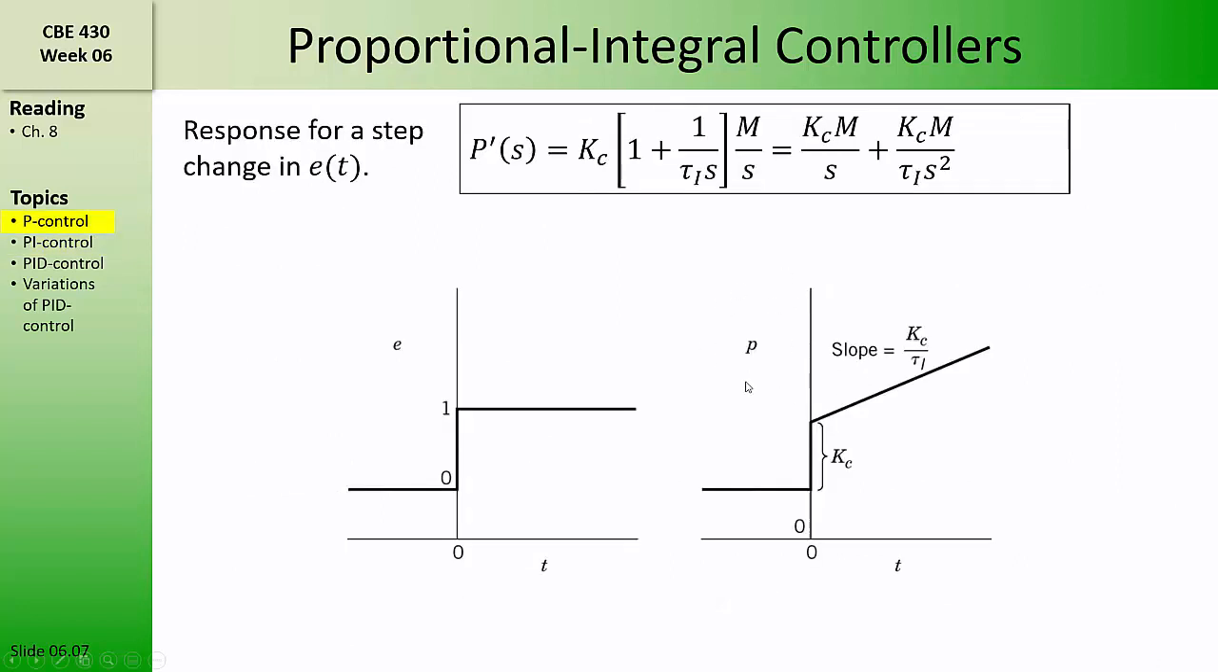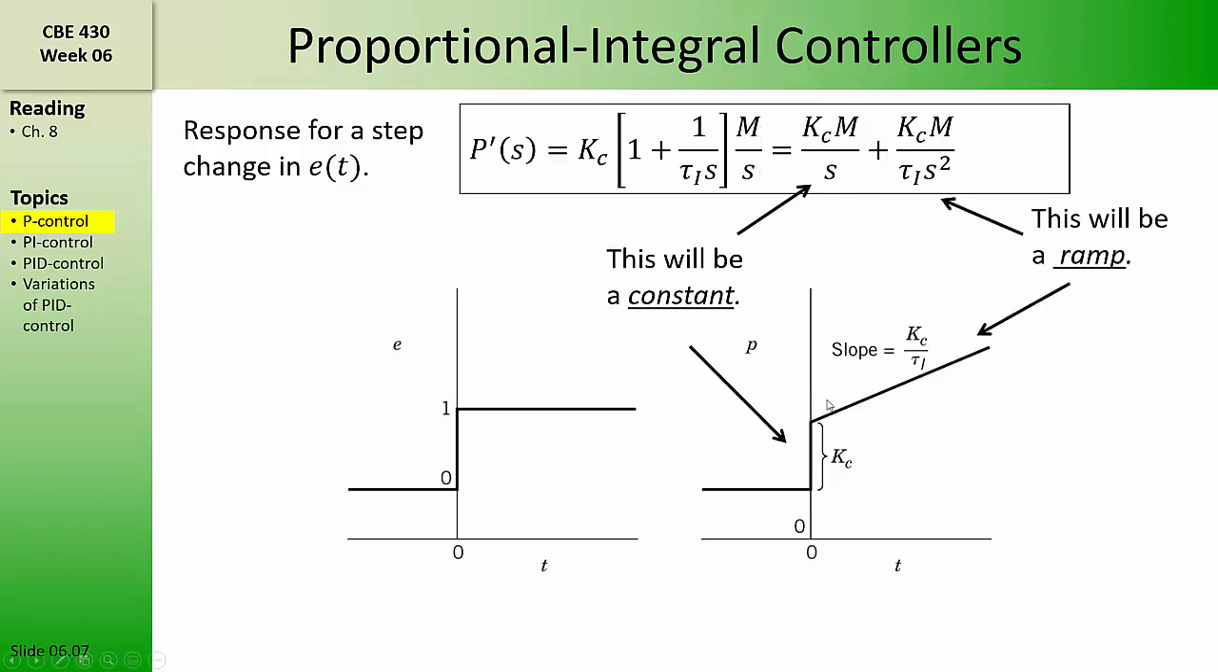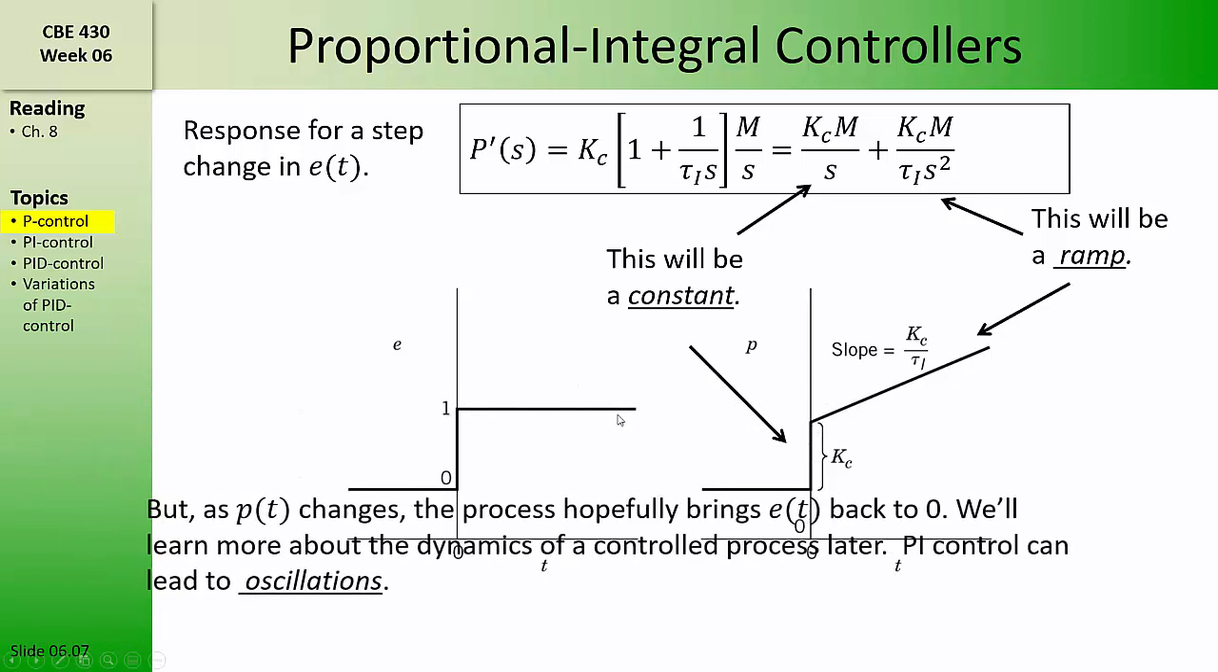The controller output signal for a PI controller in response to a step input in the error signal contains a constant term represented by the response of the proportional part of the controller to the step input, and a ramp represented by the response of the integral part of the controller to the step input. The proportional part responds immediately when the error signal changes, and the integral part continues changing with time because we have a sustained non-zero error signal.